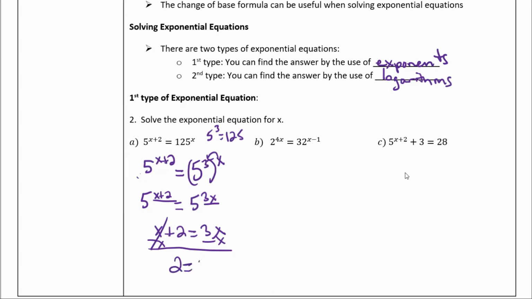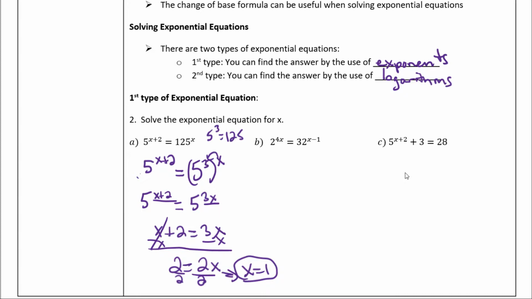So I have 2 equal to 2x, divide by 2 on both sides. So I have x equal to 1. Then if I plug that in, I get 5 to the third power equals 125 to the first power, which makes sense. All right, so let's show you how to do this one.